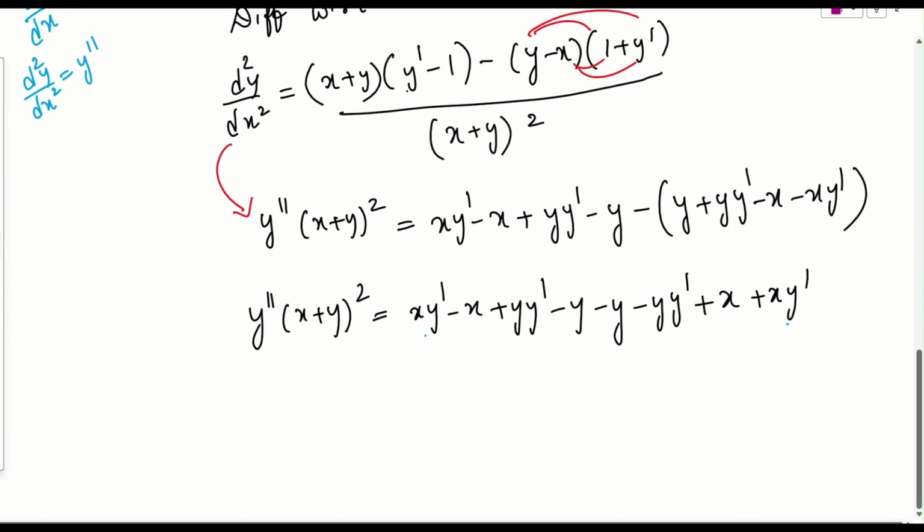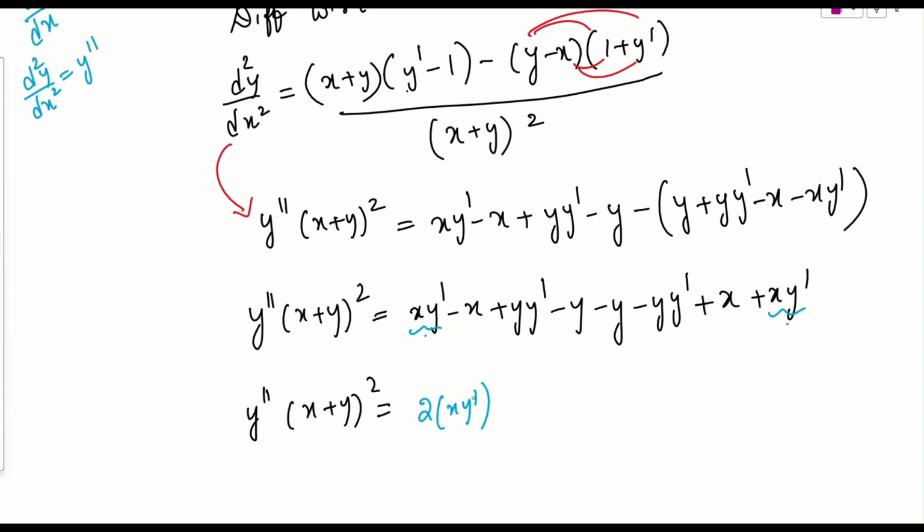Okay, let me help you with that. This is nothing but y double dash into (x plus y) the whole square. Agree? So let me show you. This is x y dash and this is x y dash. So what will it be? 2 times x y dash. Is it okay? One positive x and a negative x will be cancelled. One y y dash with a negative y y dash will be cancelled. This is minus y, meaning what? Minus 2y. Is it okay?